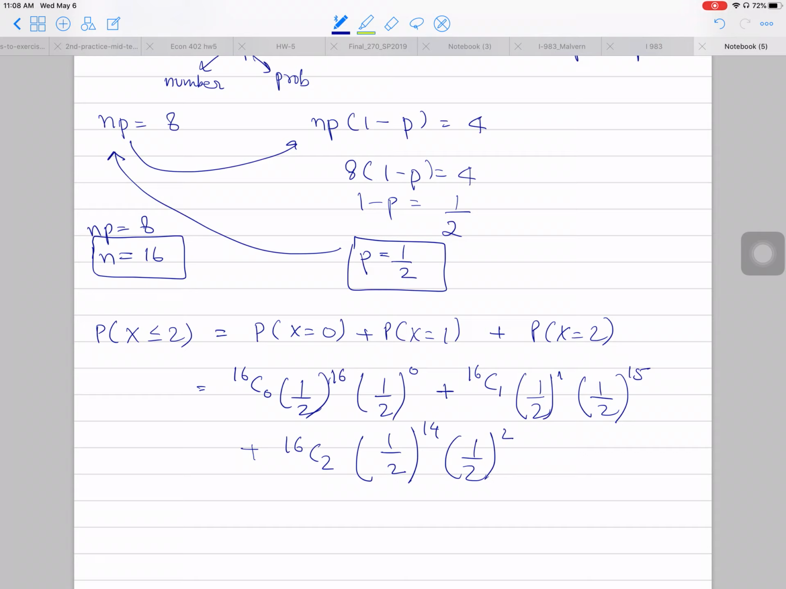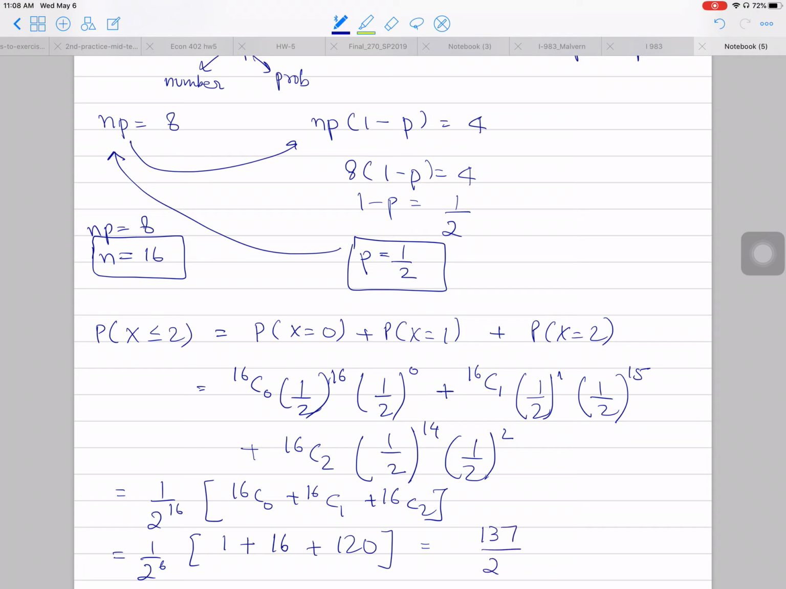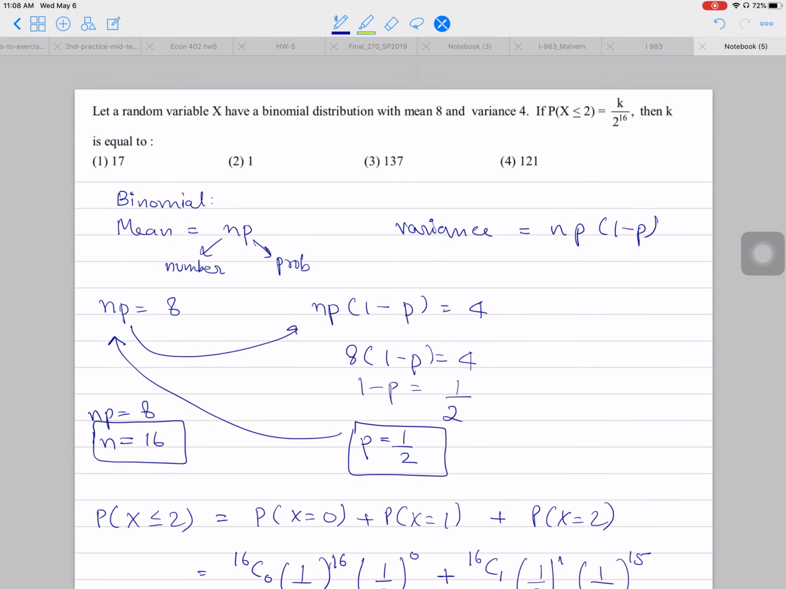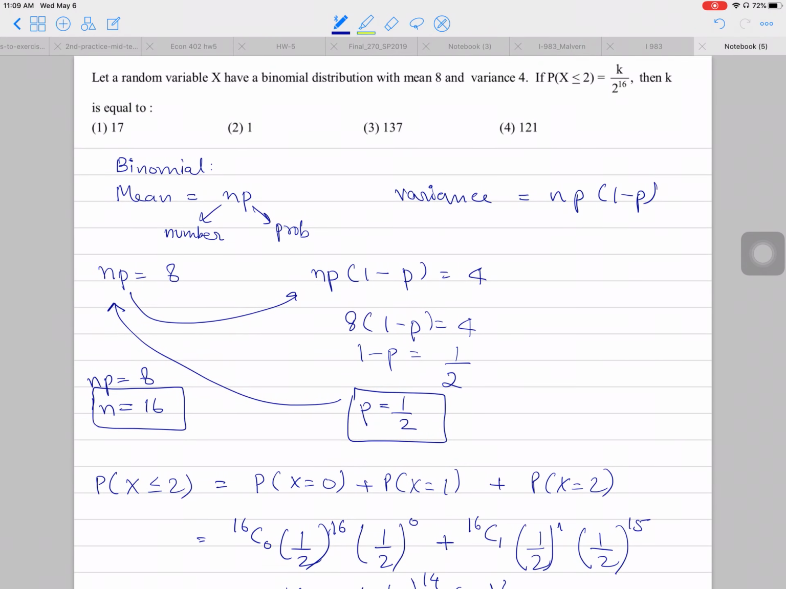So we know that 1 over 2 to the power 16 is a common factor, so we take that out and we are left with 16C0 plus 16C1 plus 16C2, where 16C0 is 1, 16C1 is 16, and 16C2 is 120. So this is 137 over 2 to the power 16, which is our answer. So the value of k should be 137.